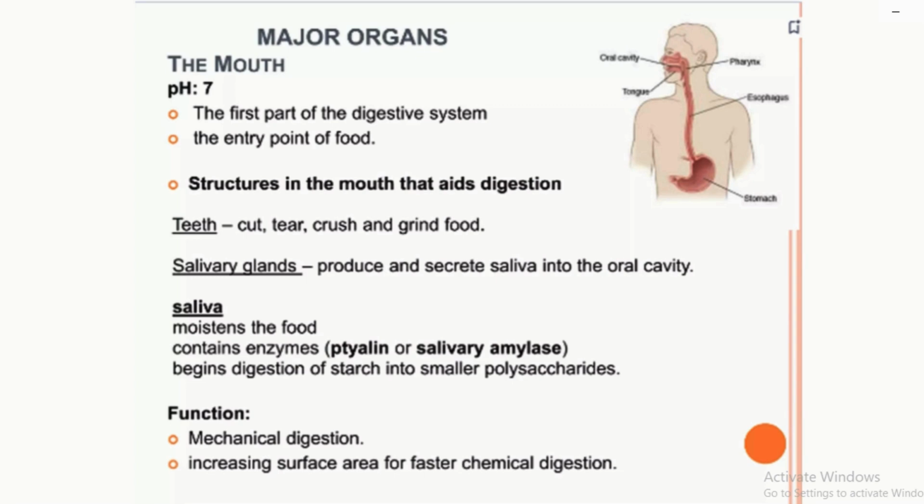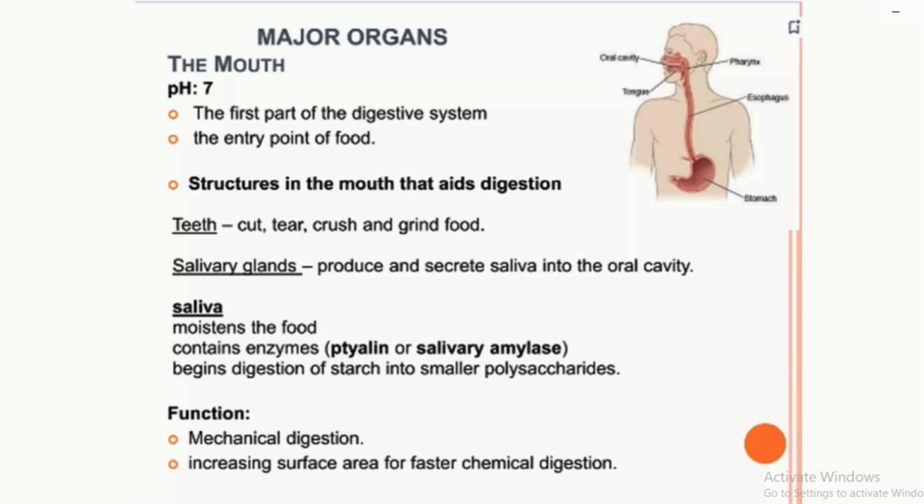So the saliva contains some enzymes which we call ptyalin or salivary amylase. The function of these enzymes is that they begin the digestion of the starch into smaller polysaccharides. For example, if we eat some glucose or carbohydrate-related food, ptyalin and salivary amylase begin digestion of the starch into the smaller polysaccharides.